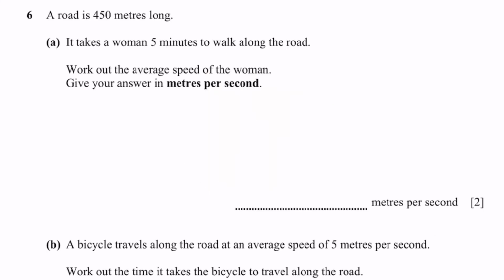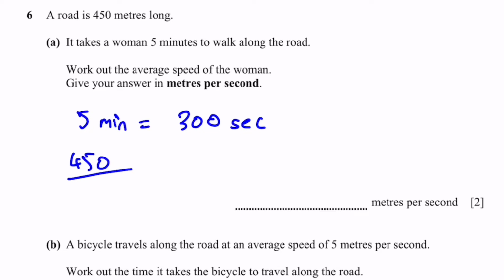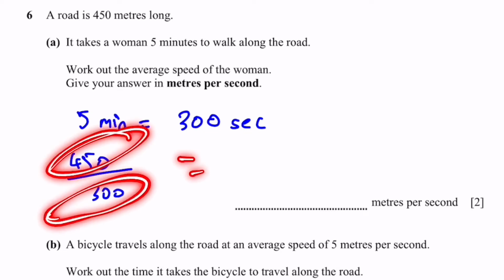Question 6. A road is 450 meters long. A. It takes a woman 5 minutes to walk along the road. Work out the average speed of the woman. Give your answer in meters per second. So 5 minutes equals 300 seconds. And meters per second is 450 by 300 because distance by time is equal to speed.